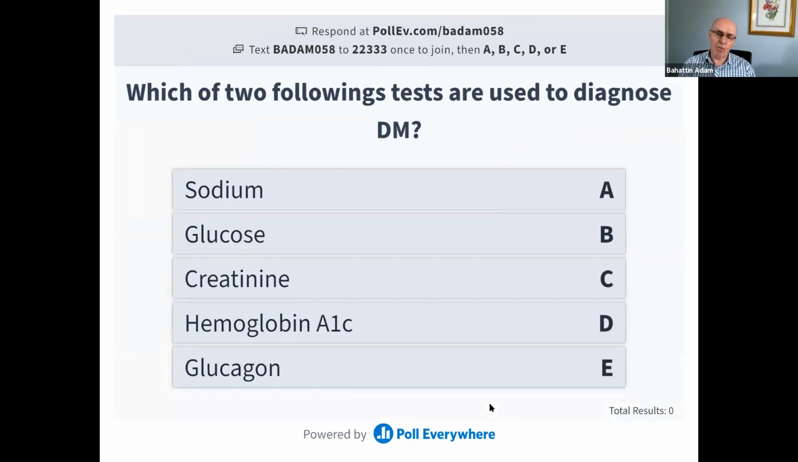Okay, now I am going to finish with a few questions for you, and then we will finish for today. Which of the following tests are used to diagnose diabetes mellitus? Okay, now your turn. Sodium, glucose, creatinine, hemoglobin A1C, glucagon. Go ahead and send your responses.